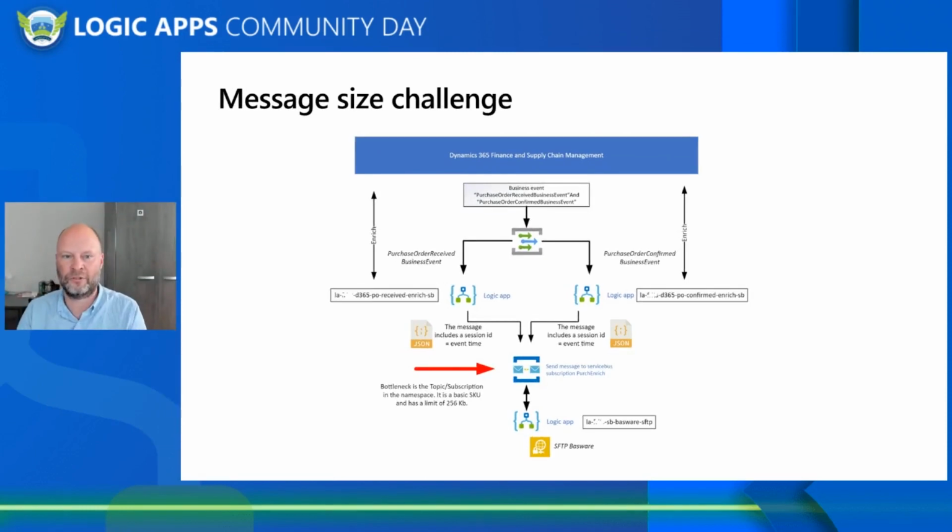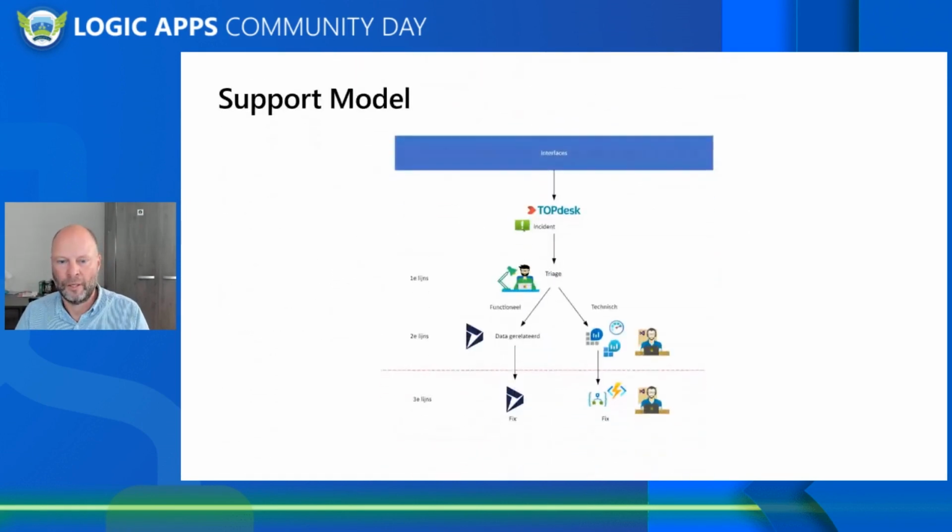So this kind of depicts our message size challenge. It's the way I analyzed it, and then we resolved it using that claim check pattern. The other thing is, like I said before, how do we set up the support, who takes ownership of what.